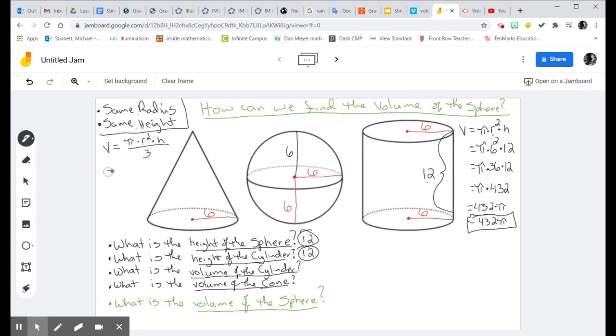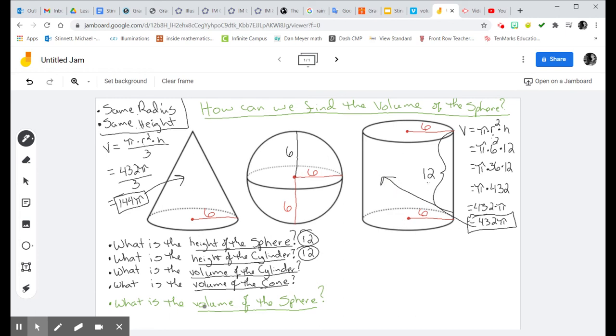So we have our volume is going to be equal to 432 pi divided by 3. And that would just equal 144 pi right here, okay? So that is our volume. So that's the volume of our cone. This is the volume of our cylinder.